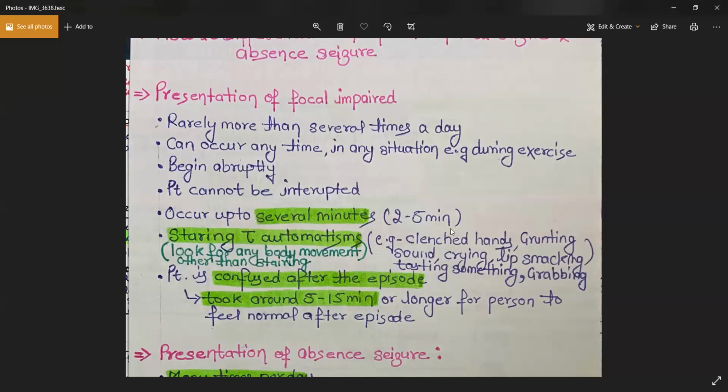So you see, there's no focal contraction of the muscles, there's nothing, it's just a blank stare. It's doing nothing to the patient. And why are these seizures harmful to the patient?